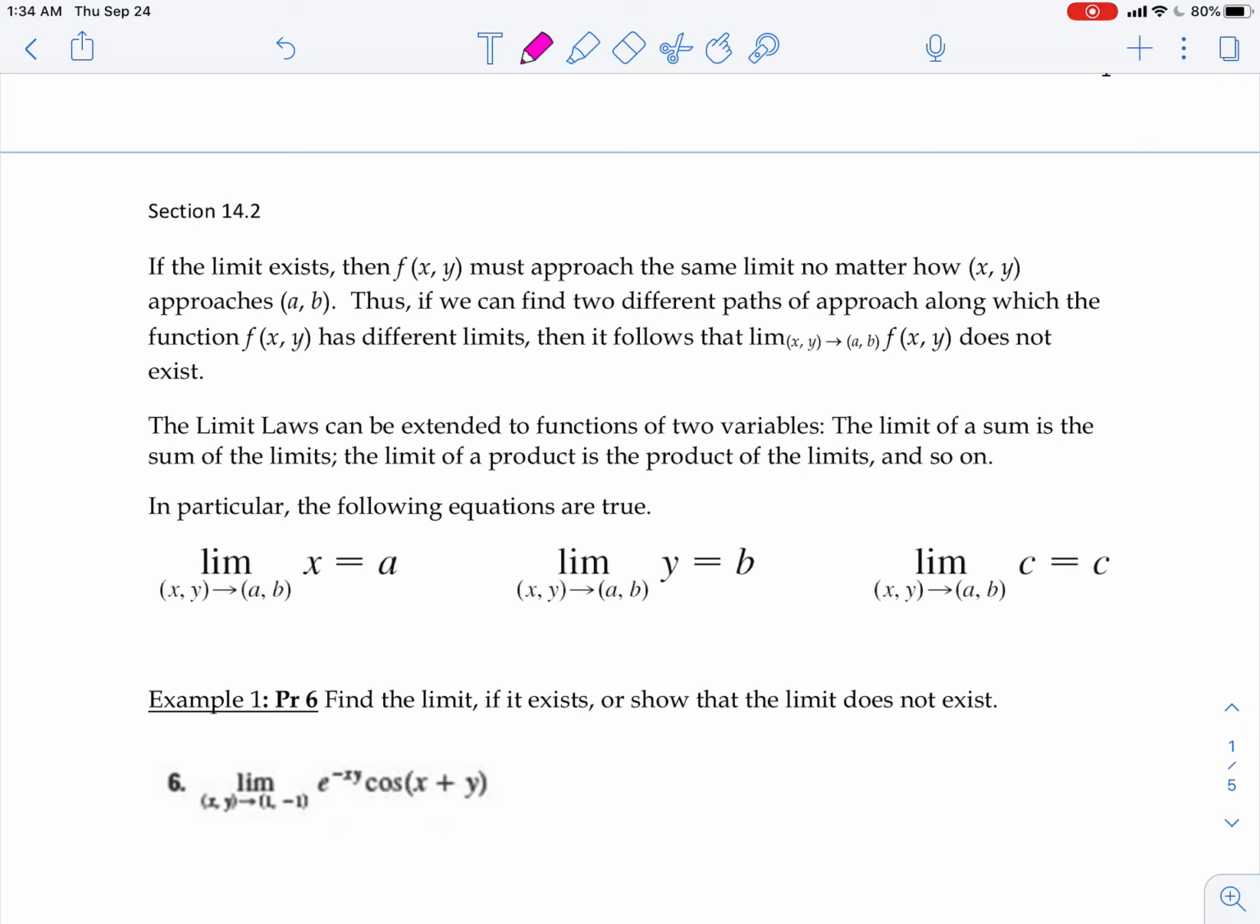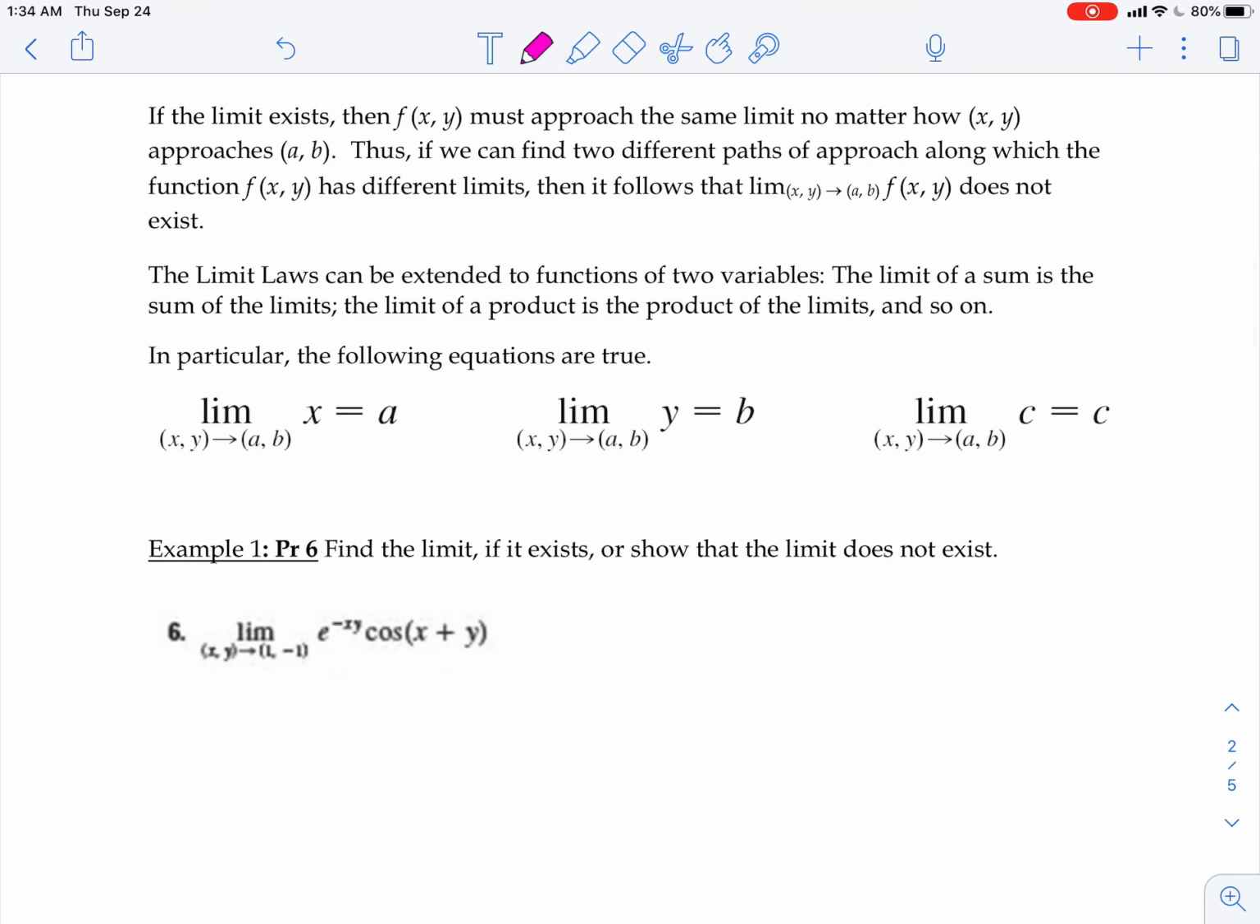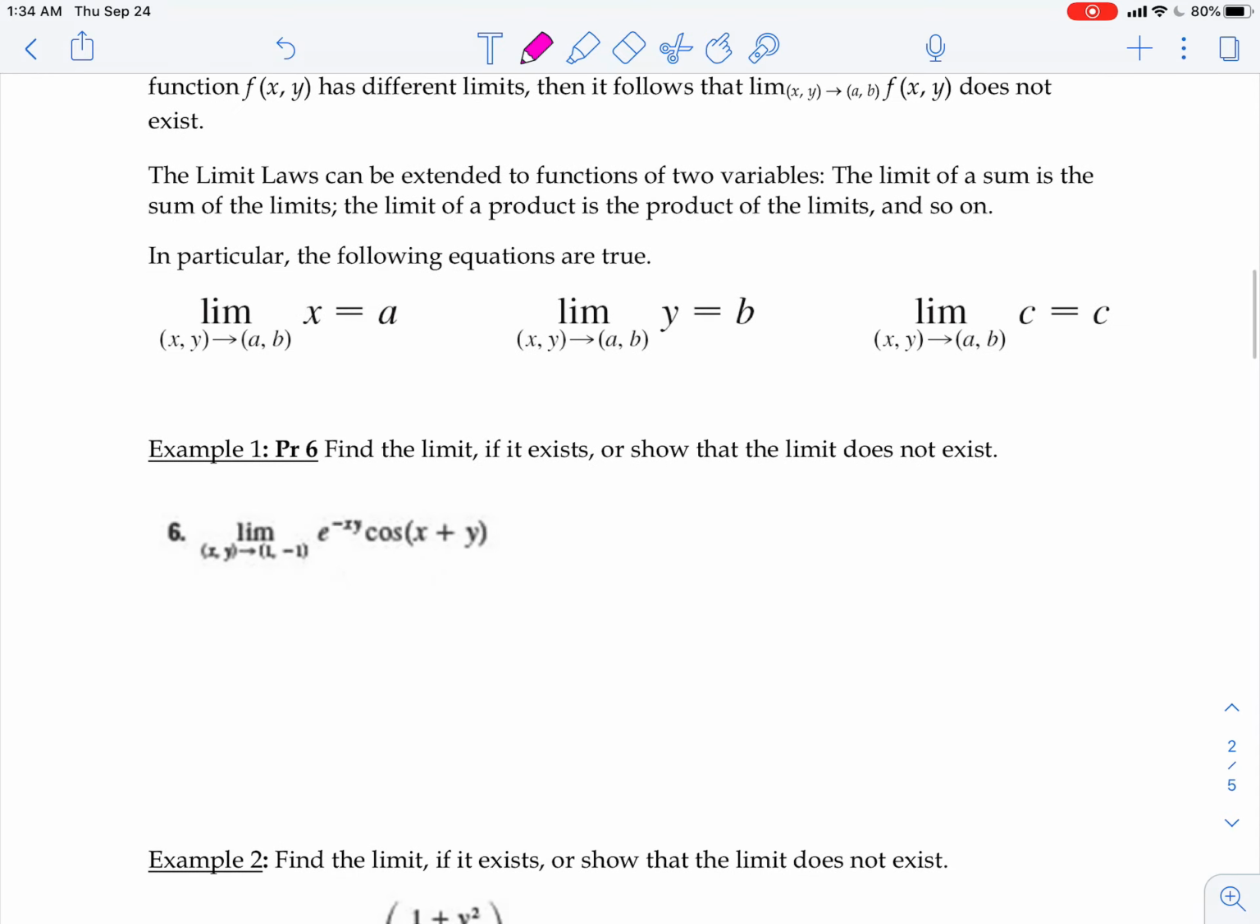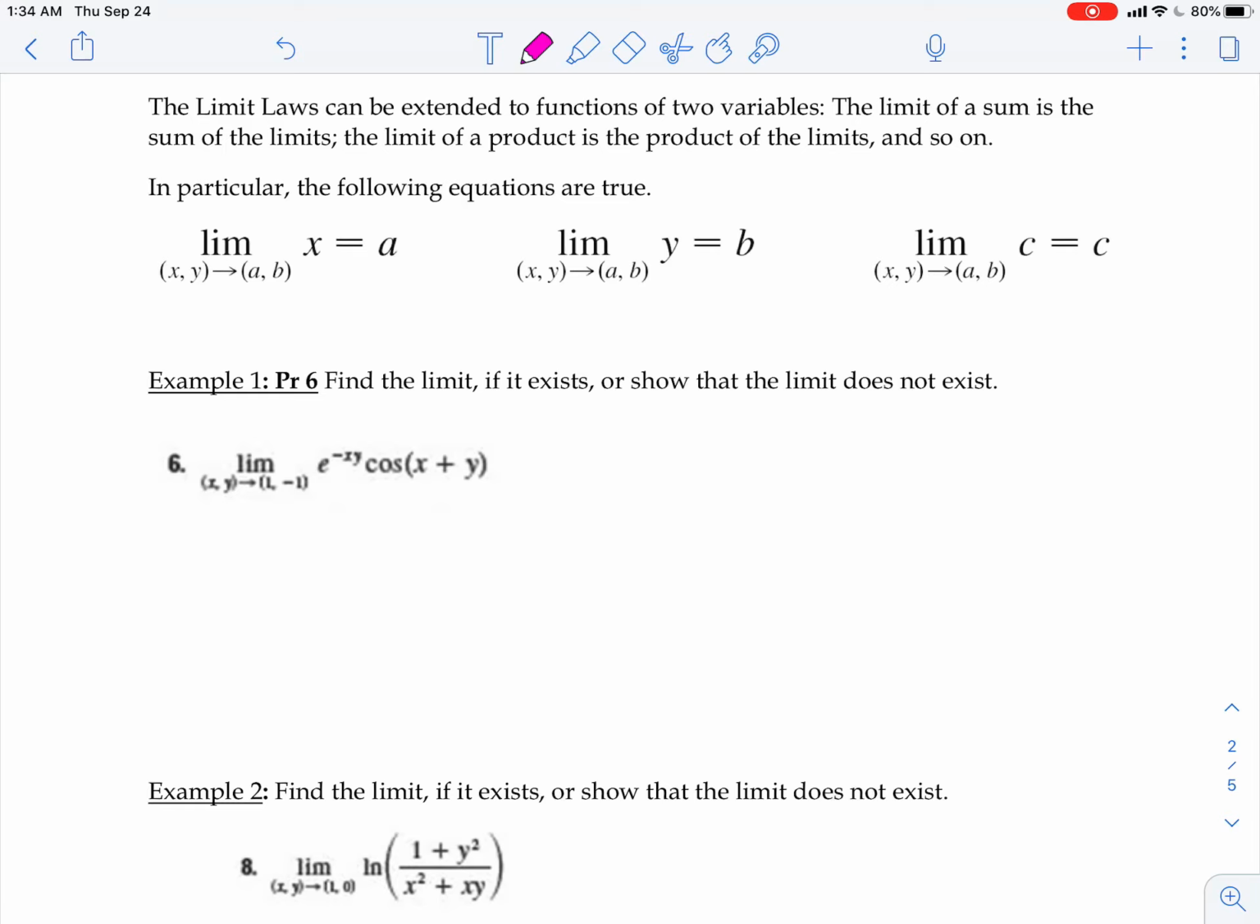The limit laws can be extended to functions of two variables. The limit of a sum is the sum of the limits. The limit of a product is the product of the limits, and so on. So again, same rules as Calc 1 and Calc 2. In particular, the following equations are true. If we substitute in for x, we get a. If we substitute in for y, we get b. And if we have a constant, then it's just going to be our constant when we substitute in for a and b.